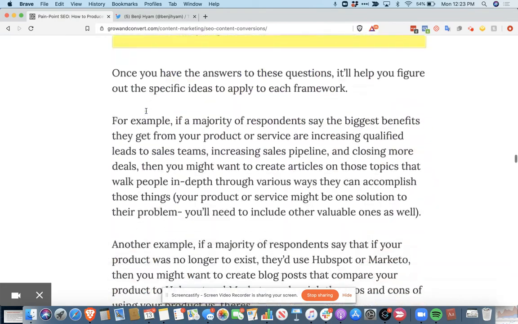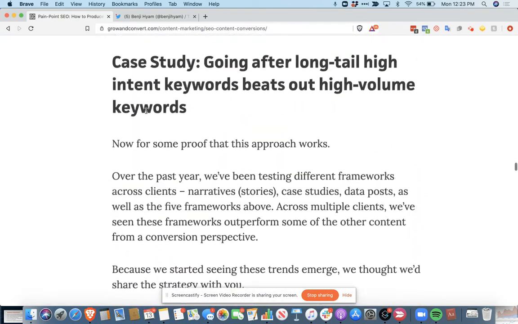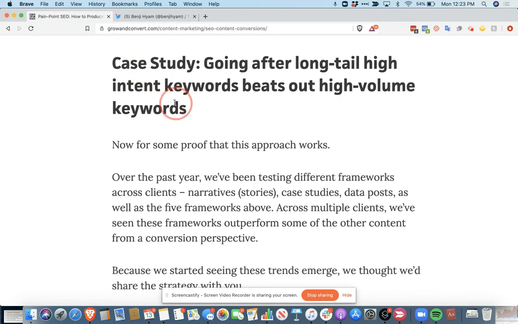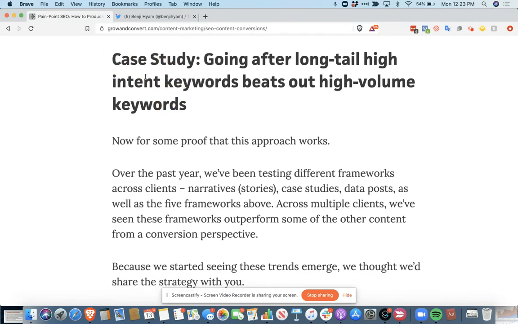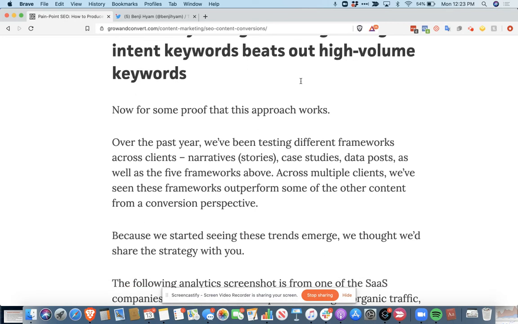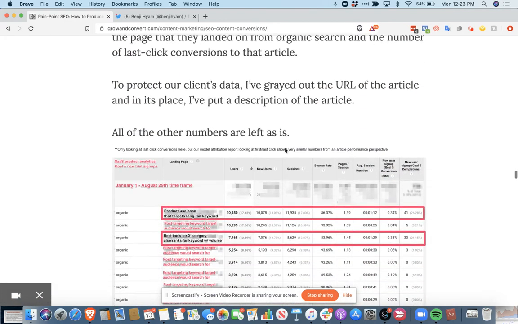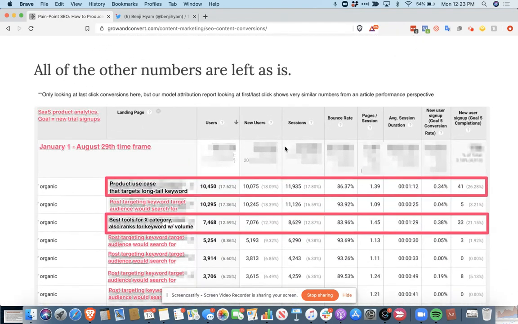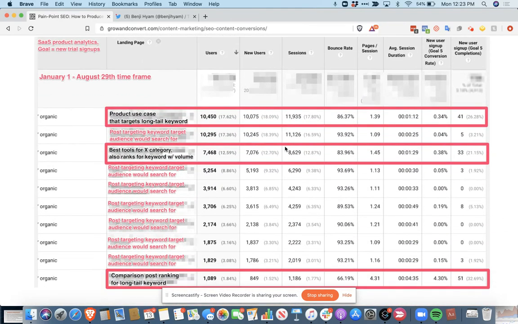All of this is done actually with this one screenshot here in the case study section. So we write a whole case study here that going after long tail, high intent keywords beats out high volume. And those 3 questions are literally answered in this one screenshot from Google Analytics, basically proving our case here. Beyond this, we have written many other posts that back this up with more evidence than just this one screenshot. But I'm going to walk through how this screenshot does all of these things.